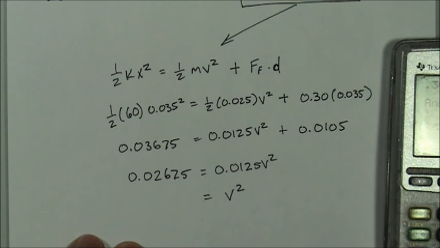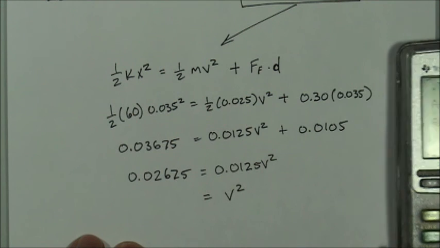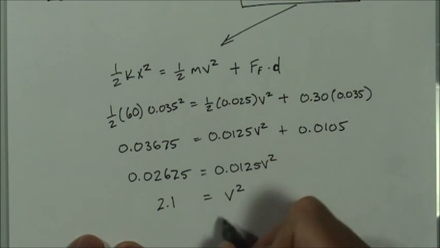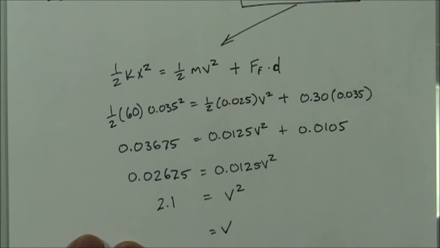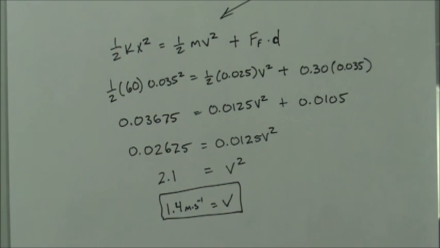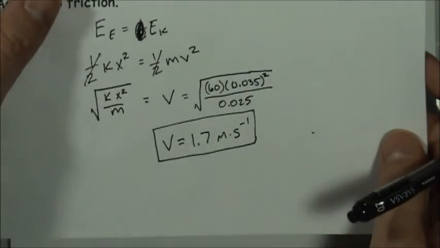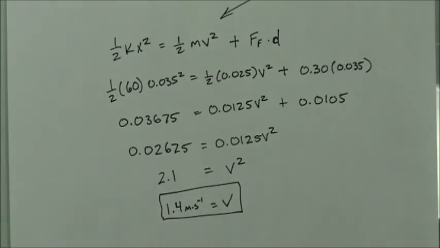So therefore we can divide that number by 0.0125, and that gives me 2.1, and then we'll take the square root, and that gives me 1.4 meters per second. So a little bit lower than the velocity we found before, because in the previous one we found the velocity was 1.7 meters per second. Now we add a little bit of friction and we get a little bit less speed from it, but still fundamentally the same kind of problem.